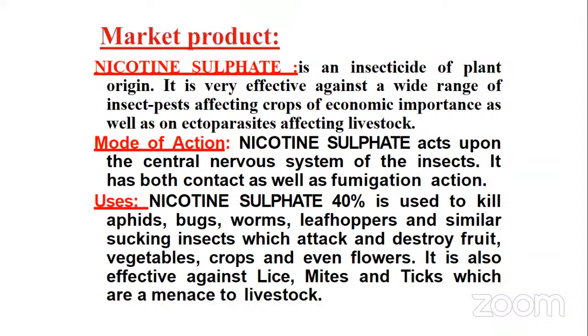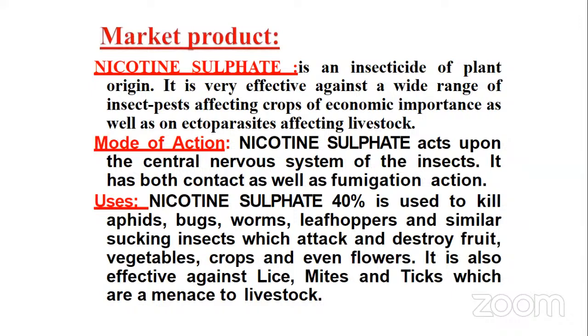It is very effective against a wide range of insect pests affecting crops of economic importance as well as ectoparasites affecting livestock. And the mode of action: nicotine sulfate, as I already told you, is available in the form of nicotine sulfate. It acts upon the central nervous system of the insects. It has both direct contact as well as fumigation action.